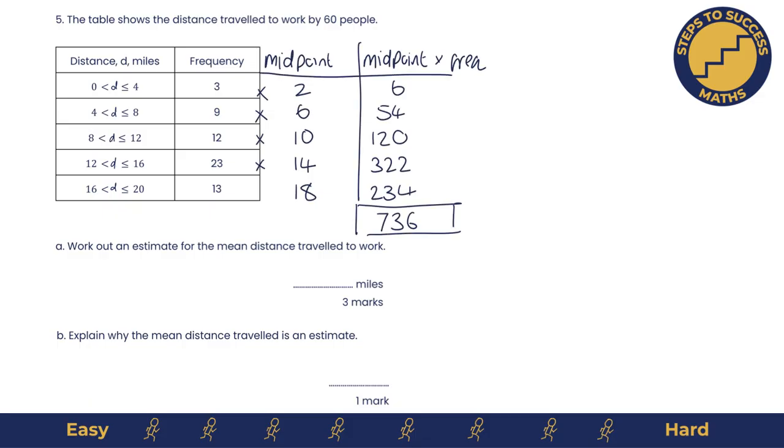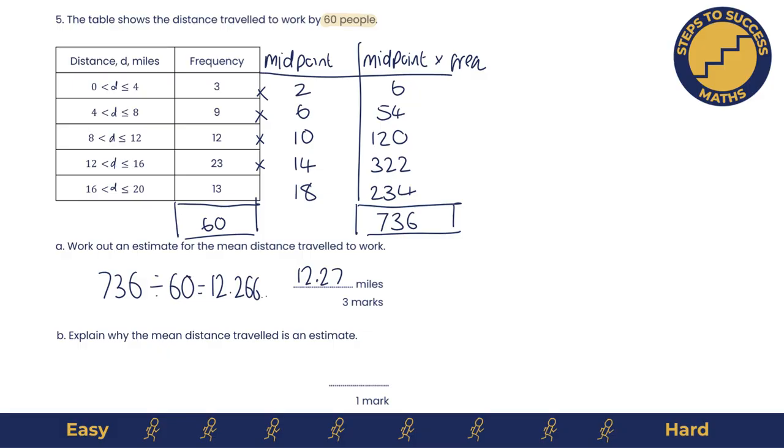736. And we need to divide by how many there were. So the total on my frequency column, and it also tells me in the question, is 60. So I've got to do 736 divided by 60, which is 12.2666. And I can round that to 12.27. So the mean distance in miles is 12.27, and that seems like a sensible answer.